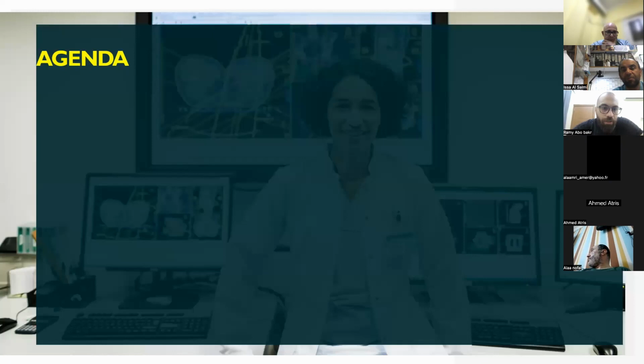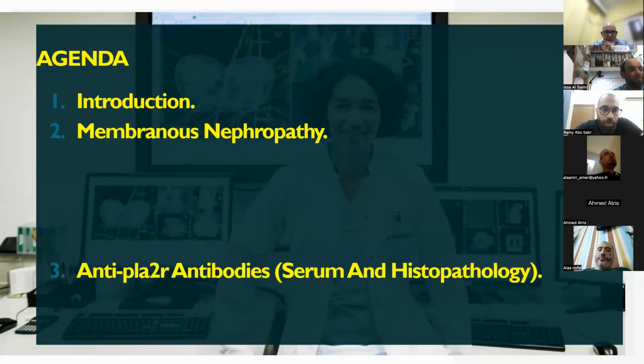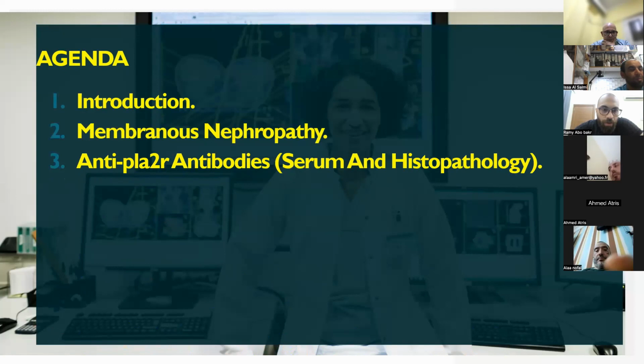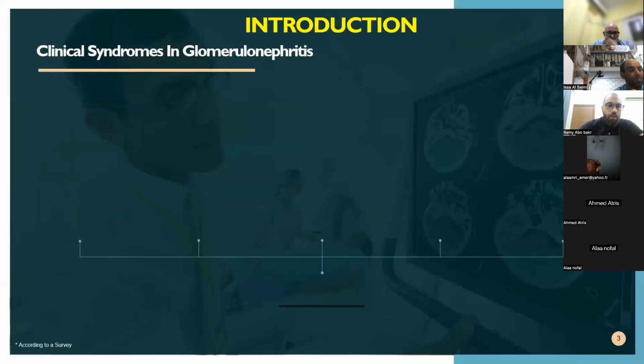This is our agenda today. We will have a small introduction, and I will discuss briefly about membranous nephropathy, and then I will go through anti-phospholipase A2 receptor as an antibody in the serum and the histopathology, and finally our summary and the common pitfalls in clinical practice. At first, I would like to remind everyone about glomerulonephritis and its clinical syndromes.